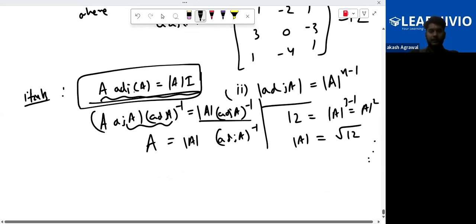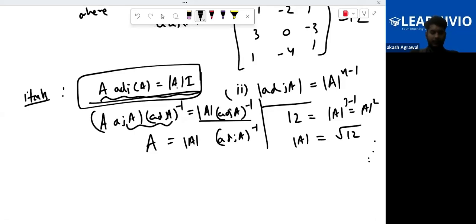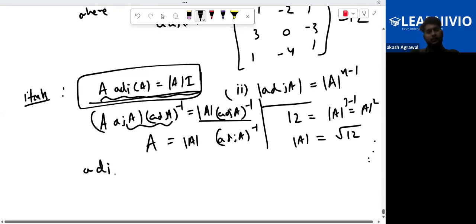Now we just have to find inverse of adjoint of A. Anyone got the inverse of adjoint of A? So what if we write inverse of adjoint of A as adjoint of A by determinant of adjoint of A? Adjoint of A, then what did you say? By determinant of adjoint of A.